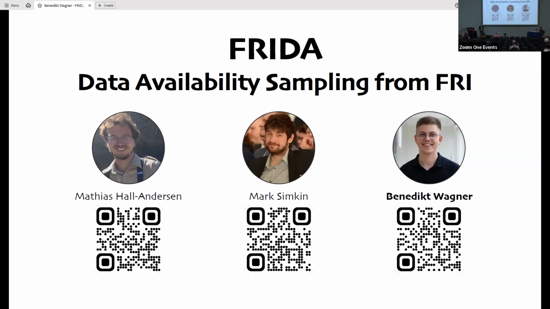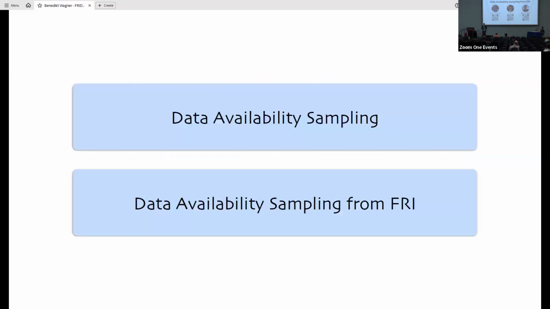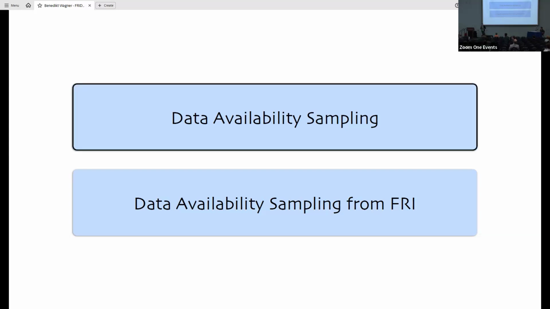Yeah, so this talk is about FRIDA, data availability sampling from FRI. This is a joint work with Matthias and Mark. And you maybe wonder what is data availability sampling. So that's why this talk is in this session. It's a new primitive. And that's also why I will probably spend more than half of this talk explaining what DAS or data availability sampling is, and then we will see what the results of this paper are, data availability sampling from FRI. Okay, so let's get into it.